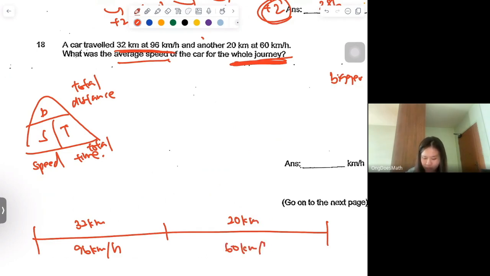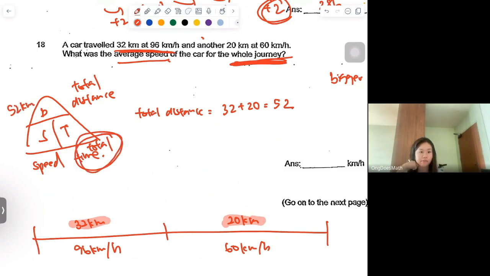So to find the total distance for the whole journey, you can see you just have to add up this and this. 32 plus 20, which is 52. Now we have the total distance, which is 52 km. We have to find out what the total time is, in order to find out what the average speed of the whole journey was.